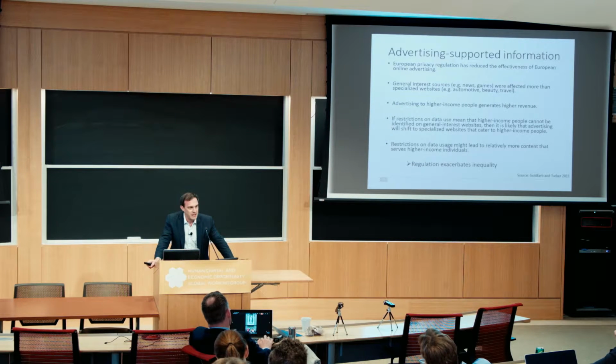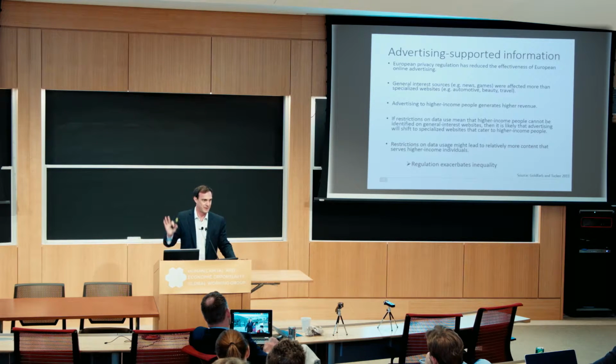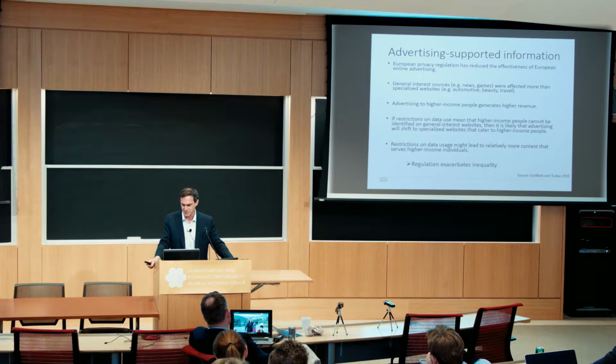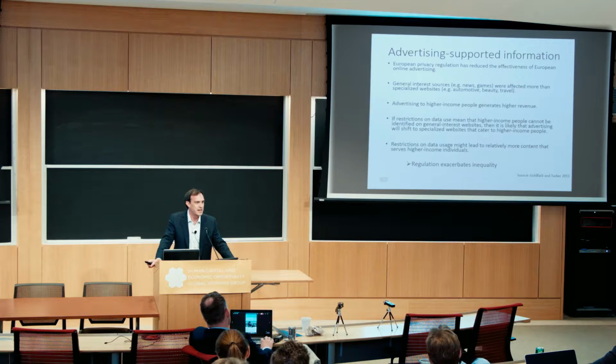Well, OK, so we need to start with, I guess, an axiom, we'll call it that: advertising to higher income people generates higher revenue. This is just going to be a statement that I'm going to run with and state as true, and we can go to citations and figure that out. But assuming we believe that's true, then what do restrictions on data use mean?